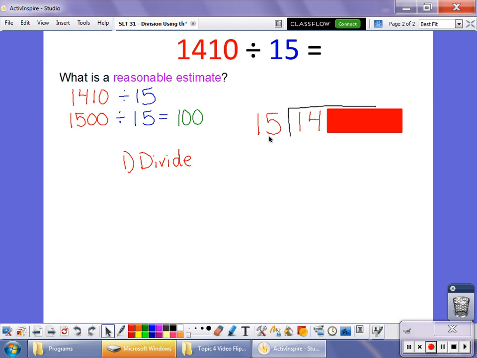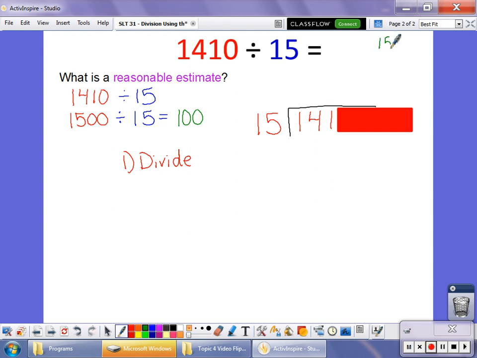Can 14 be divided by 15? Well, not quite. It's a little too small. I need at least 15 to be able to divide it by 15. So now I'm going to go all the way to the third digit, which is 141. Can 141 be divided by 15? Yes. But if I don't know how many times, I may have to make some estimates. I know this is really close to 150, which would go in 10 times.